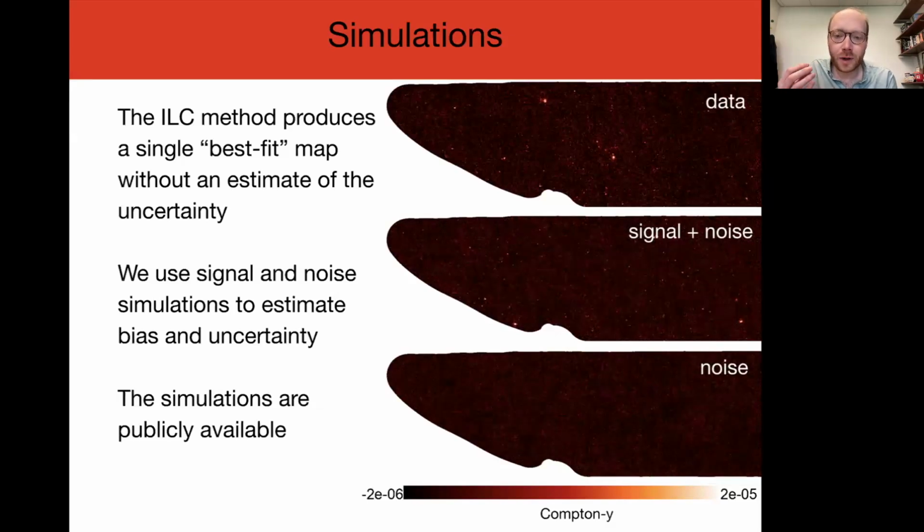And to help you with this, we've created various types of simulations. I've illustrated them here on the right. So at the very top right, you see a part of the actual data. This is just a small cutout. And then below that, I flip between versions of simulated data that we've made. These contain both simulated signal and simulated noise. And at the bottom, you then see simulations of what we think the noise in these maps is. We make these simulations publicly available, and I'll tell you where you can find them.